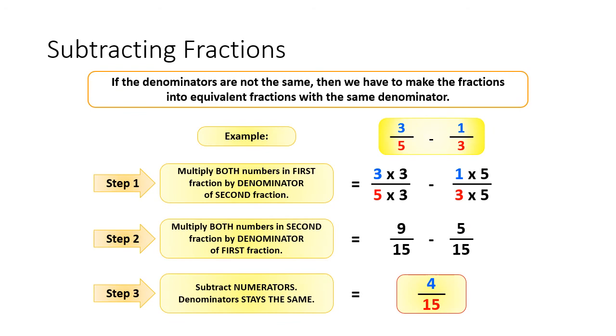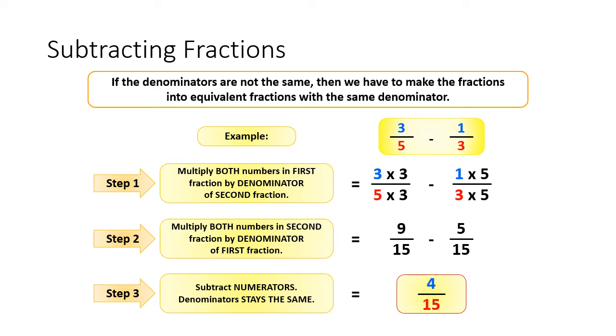Like the addition of fractions, subtracting fractions can also become complicated if the denominators are not the same. We have to make the fractions into equivalent fractions with the same denominator in order to perform the operation. So for example, let's do 3/5 minus 1/3. In step 1, let's multiply both numbers in the first fraction by the denominator of the second fraction.